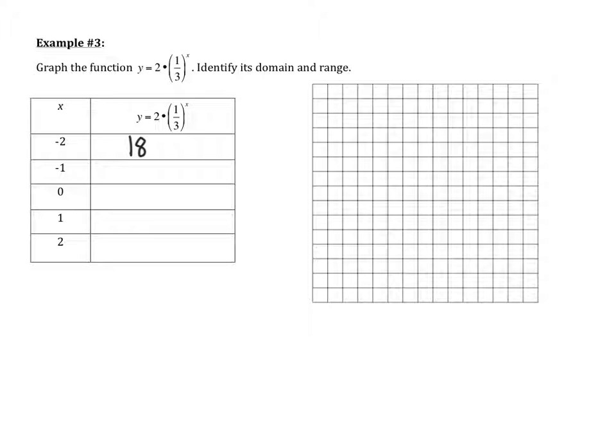Now let's move on and do where x equals -1. So I'm going to put -1 in for x, so I'd have 2 times 1/3 to the -1st.